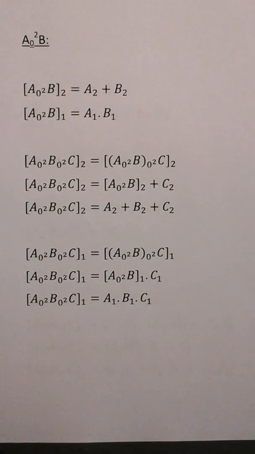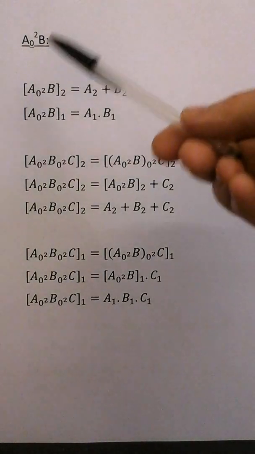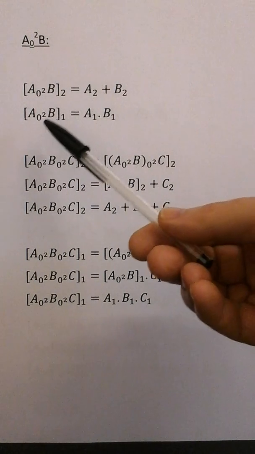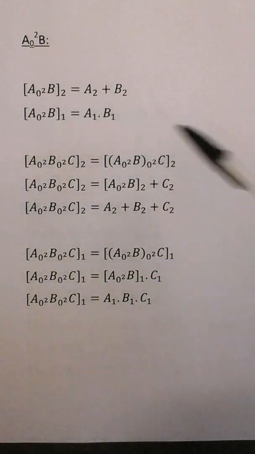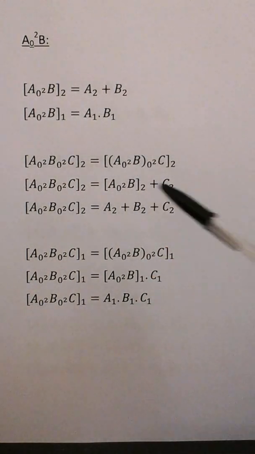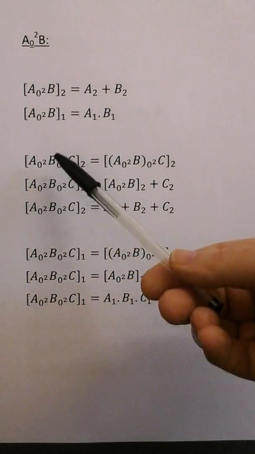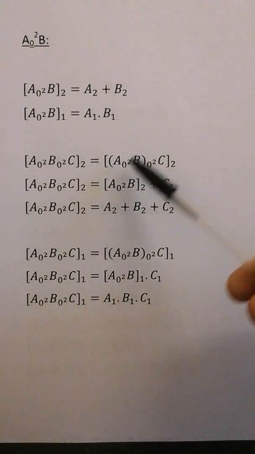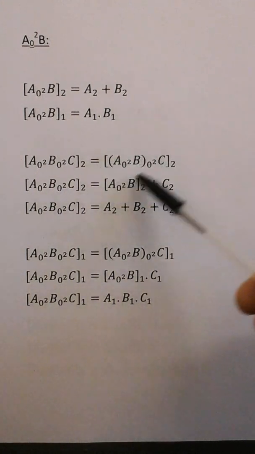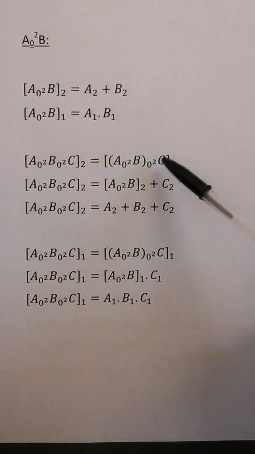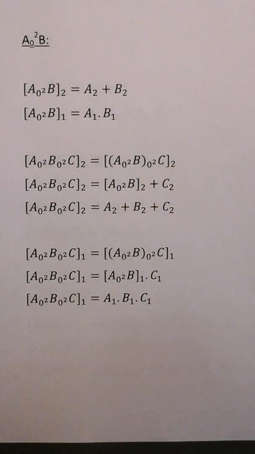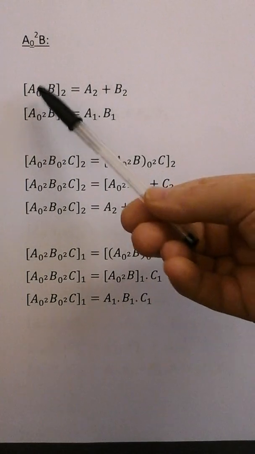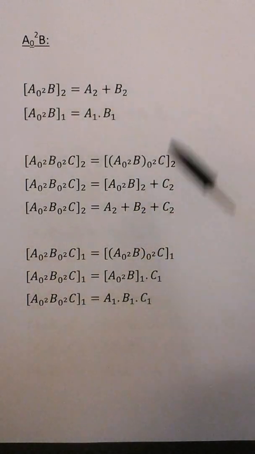Right, here we have the 0-squared function, A0 squared B. A0 squared B2 is A2 or B2, and A0 squared B1 is A1 or B1. So again, for A0 squared B0 squared C2, you use the associative law to lump that together and treat it as one variable, C.